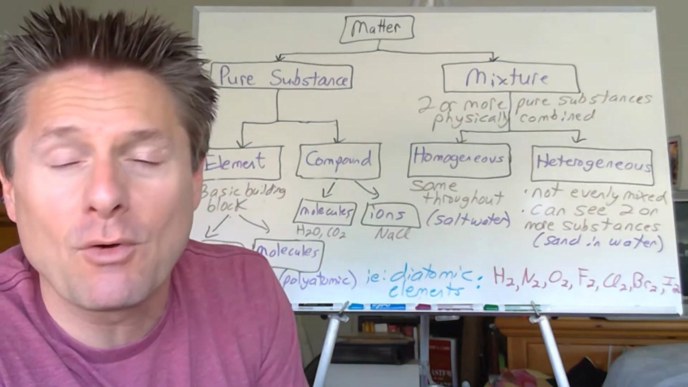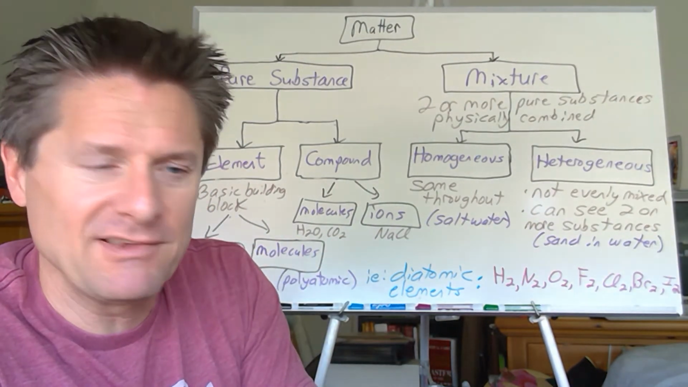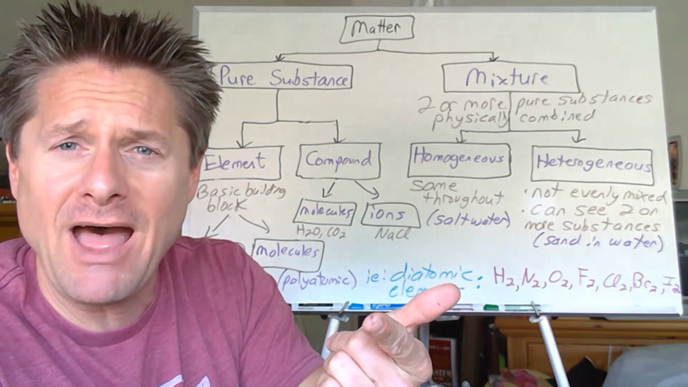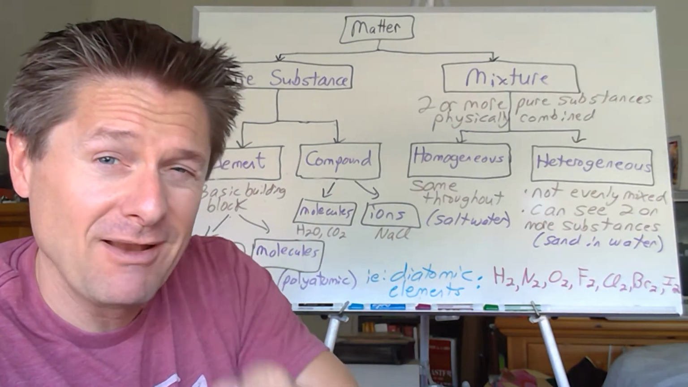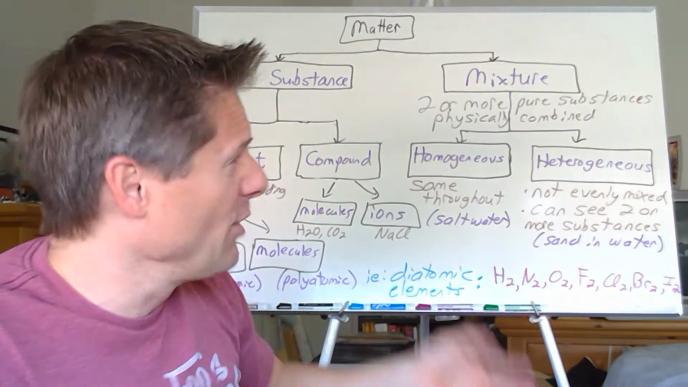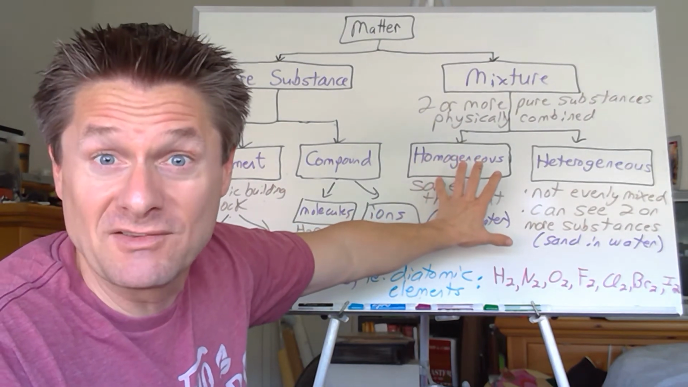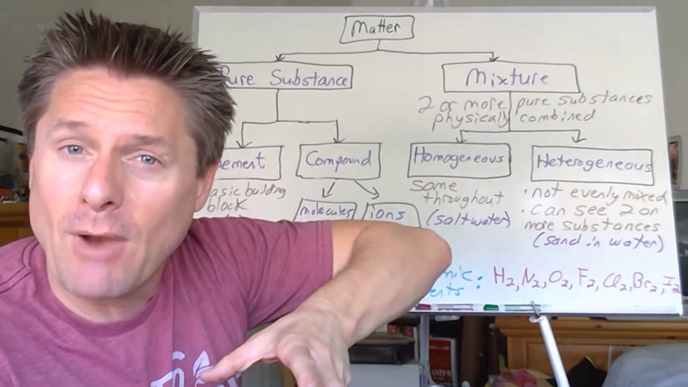So like flat soda pop, right? You don't see any bubbles. It's got the sugar, yellow dye number 5 for the fellow doers out there, right? Caffeine, water. There's definitely two or more substances in there. And if it looks the same throughout, we call that homogeneous.